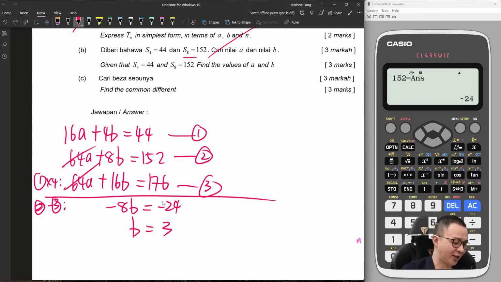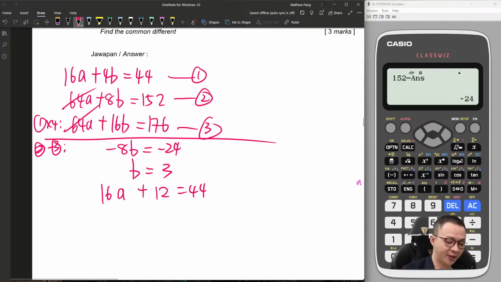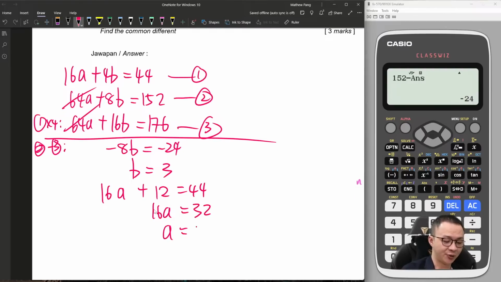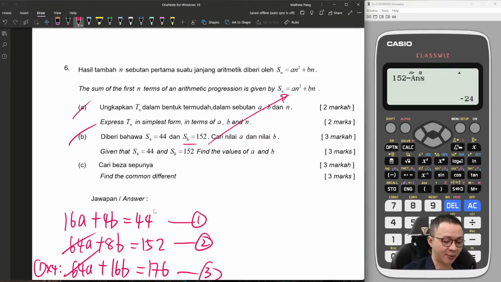Then I can sub back into any equation I want. So 16A plus 4B, which is 12, equals 44. Then 44 minus 12 is 32. Then A equals 2. Okay, got the A and B now by doing a simple simultaneous equation. Do the substitution, 3 marks. And then find the common difference.